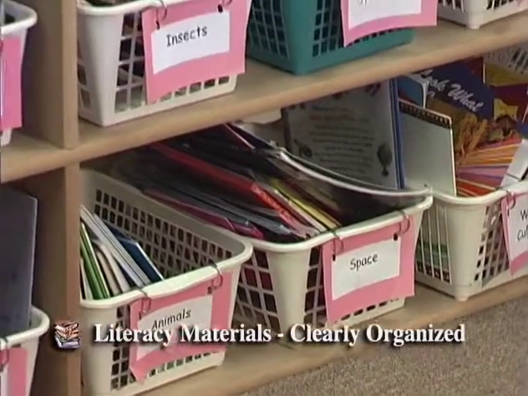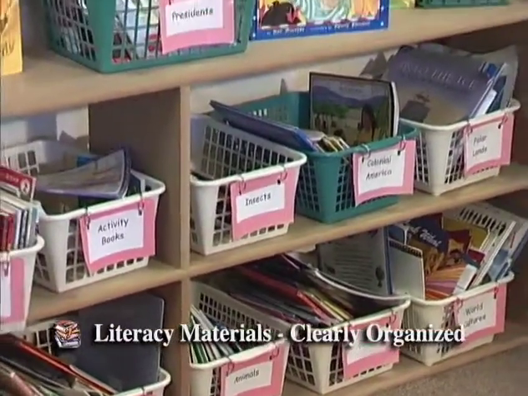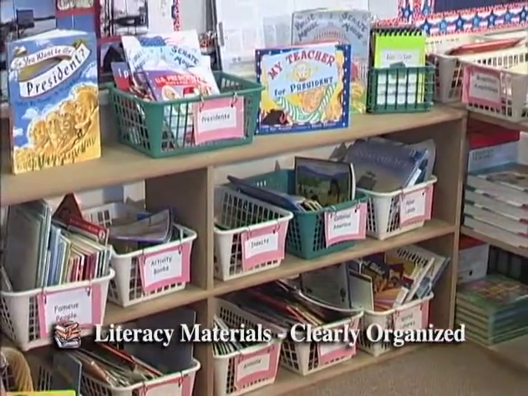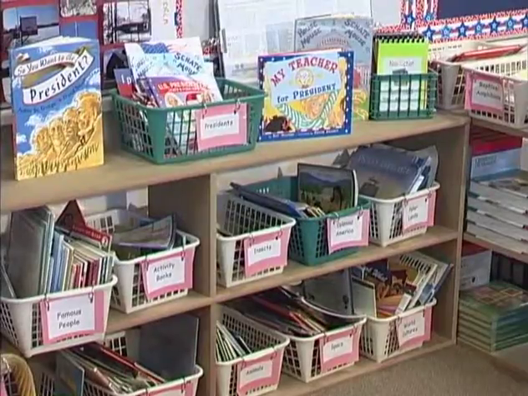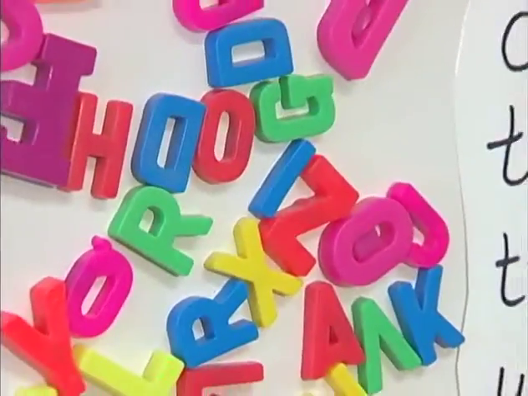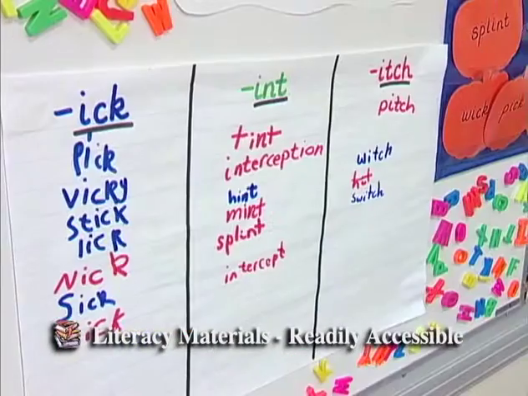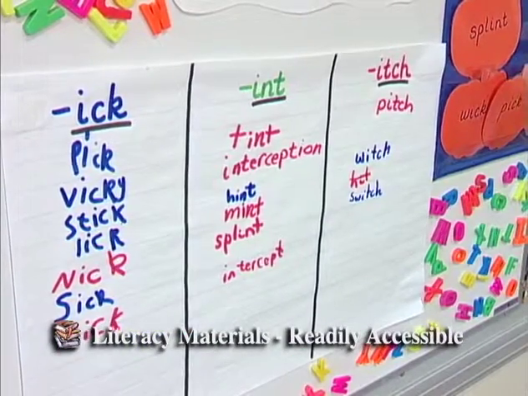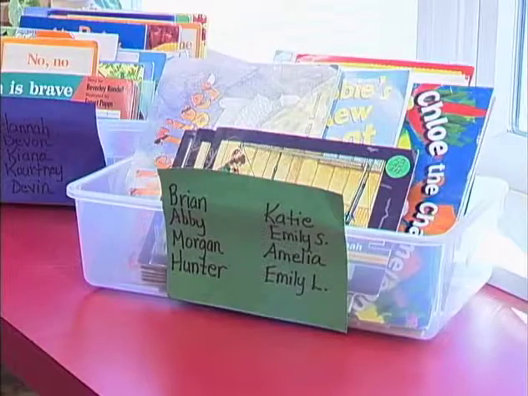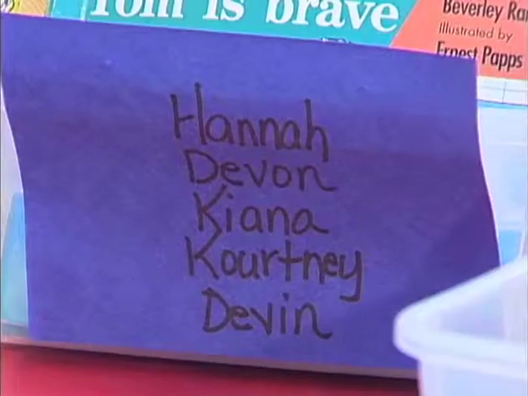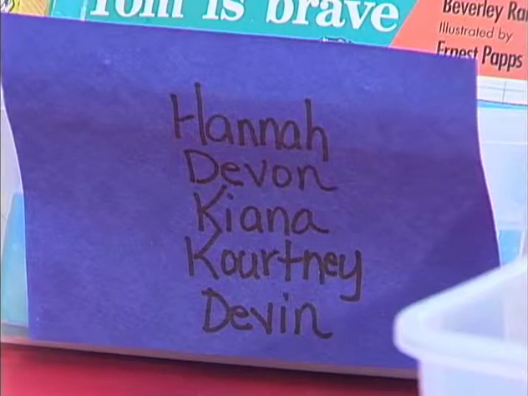When materials are organized and labeled in conceptually related groups, both the students and teacher can locate and return the materials quickly and accurately. Literacy materials which can be easily accessed encourage students to use them independently or with teacher support. In this class, students find their appropriate level of books organized in book boxes.